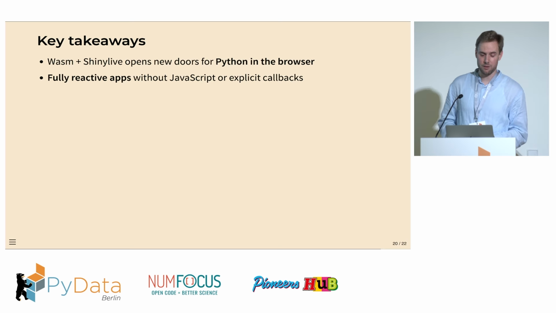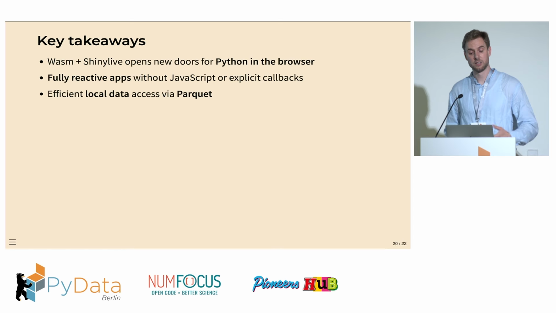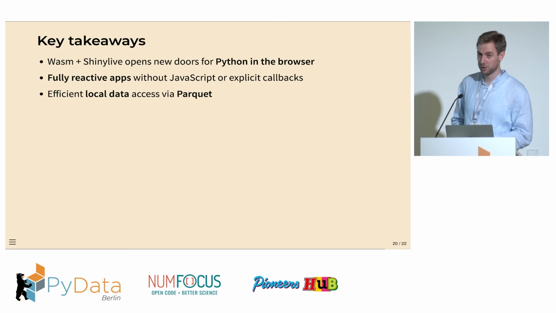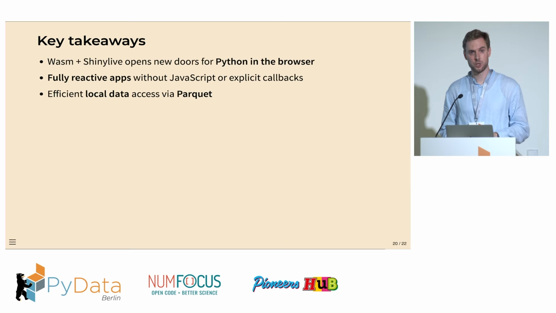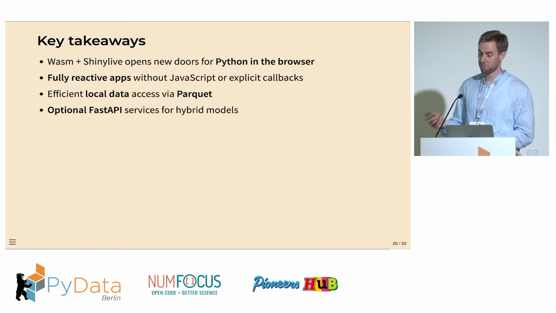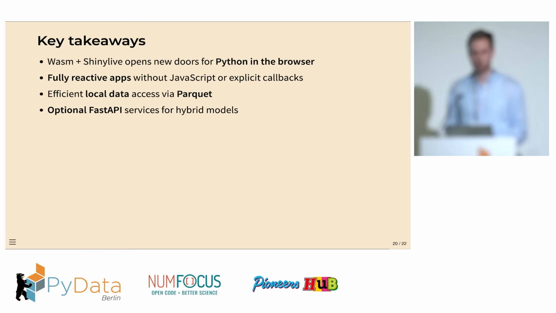Shiny and Shinylive allow you to create fully reactive apps without JavaScript and explicit callback functions. If you want to include or ship data with your Shinylive app, I can recommend using Parquet. FastAPI can help to create more complex or hybrid frameworks.